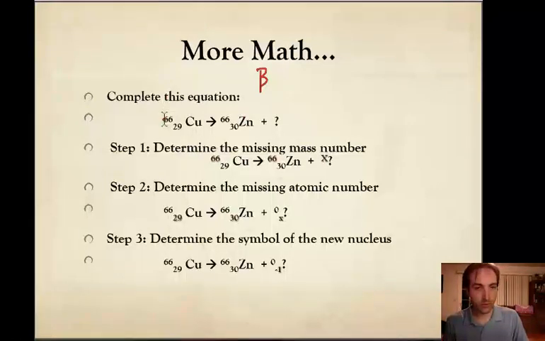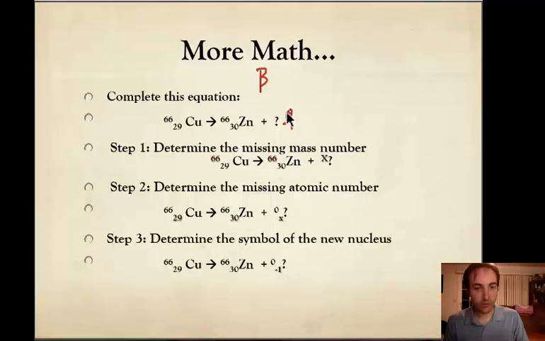Well, let's figure this out. We take the number on top and subtract it from the number on top over here. In other words, the mass and the mass, 66 minus 66, gives us 0. That's the mass of the radiation being given off. Then we take the atomic number here and subtract the atomic number over here. It's important that you take what's on the left and subtract what's on the right. So 29 minus 30 gives us -1.